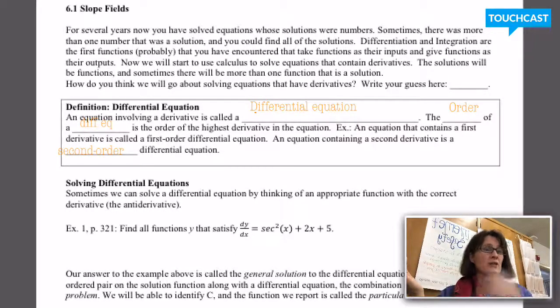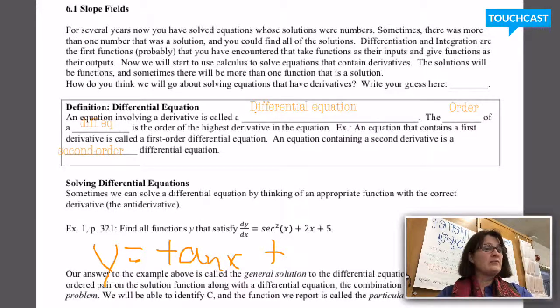So sometimes we can solve a differential equation by just thinking of the right antiderivative, the function that has the correct derivative. So this is from your textbook. Find all the functions that satisfy this differential equation. The derivative of y is secant squared of x plus 2x plus 5. So these little pieces, the secant squared, the 2x, and the 5, they're all functions for which I can think of an antiderivative. And I know that the antiderivative of a sum is the same as the sum of the antiderivatives. So I will answer this one by saying y must be, what's the antiderivative of secant squared? It's tangent x.